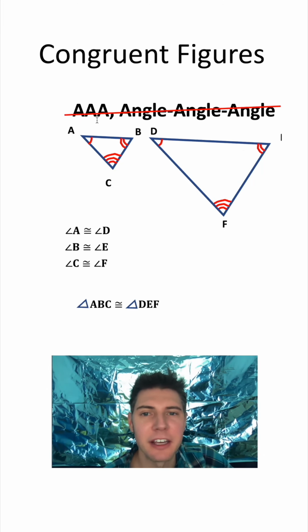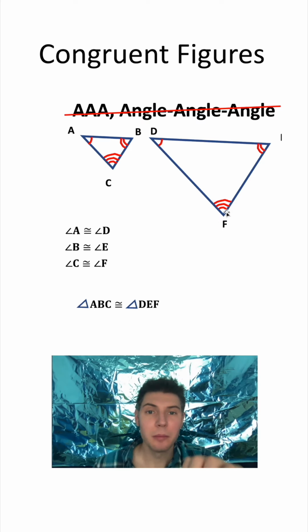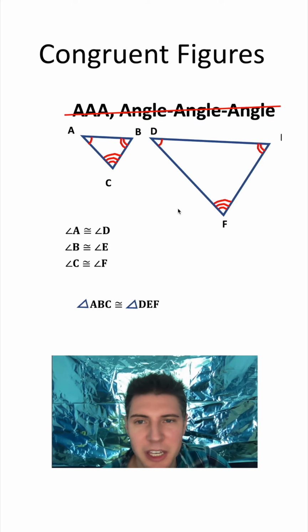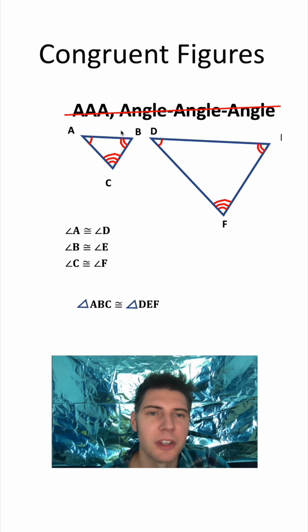AAA, or angle, angle, angle, won't work. And here's a counterexample why. This angle is the same as D, B is the same as E, and C is the same as F. You can tell the two figures are not the same. So we can't use AAA to show that they're congruent.